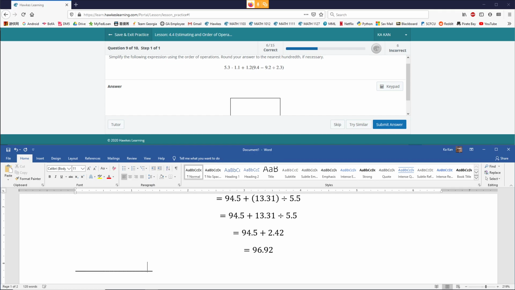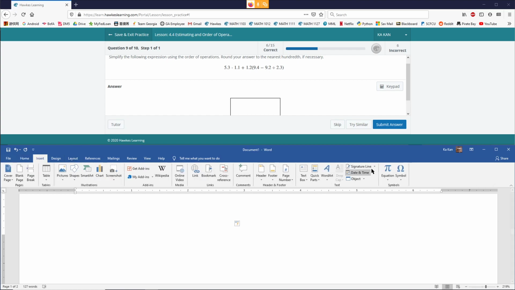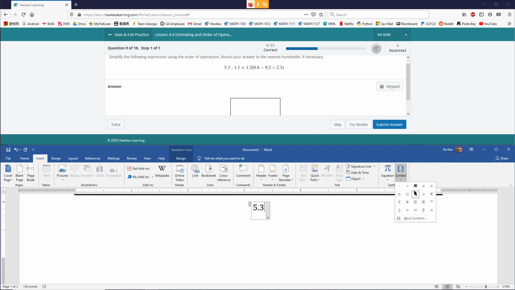So this guy is, let me go ahead and add the equation. 5.3 times, so what's the dot? Let's see. Times 1.1 plus 1.2 parentheses, 9.4 minus 9.2, and divide by 2.3.